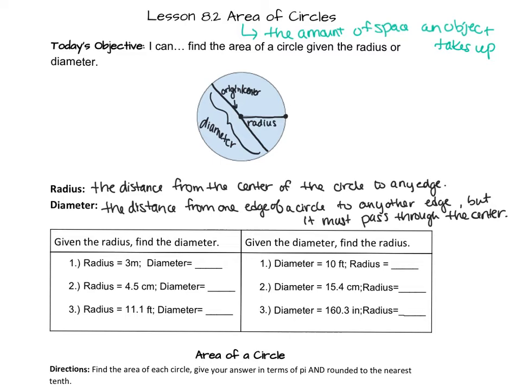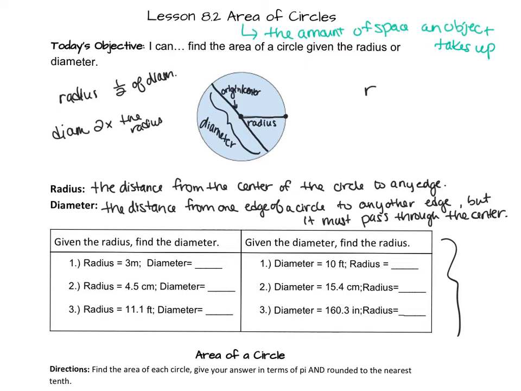So we have these little examples here that we can do first. We have to know the relationship between radius and diameter in order to do this entire lesson. You have to know that radius is 1/2 of the diameter, and diameter is twice, or 2 times, the radius. So they have this relationship of 2.